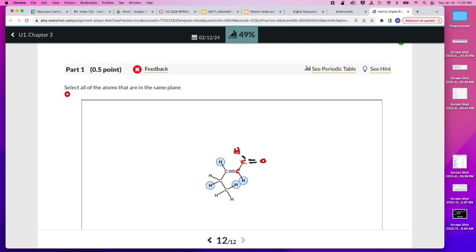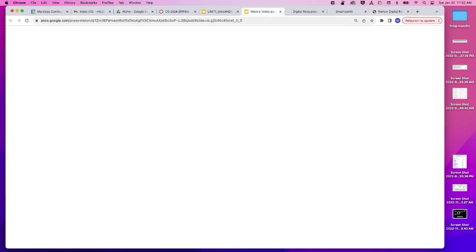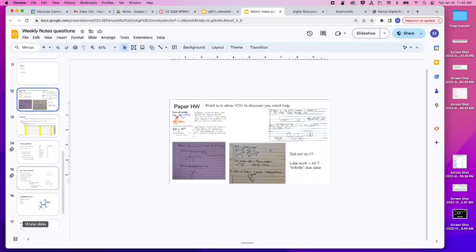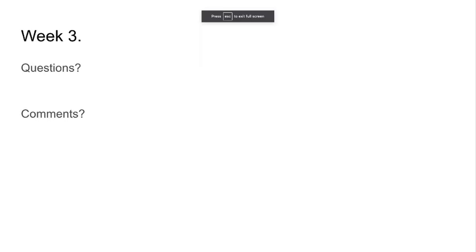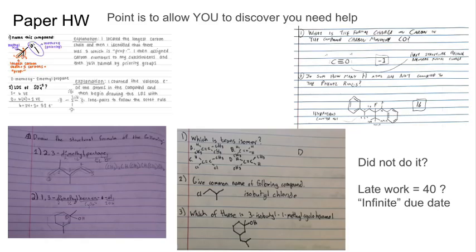Make sense? Okay. Which is a decent setup for starting the weekly note slideshow. We're going to go through a couple things, hopefully quickly, somewhat depressingly. Questions, comments, we already started some questions. We've already addressed some questions that have been sent to me by email. I've got a couple things to point out also from email. Paper homework.